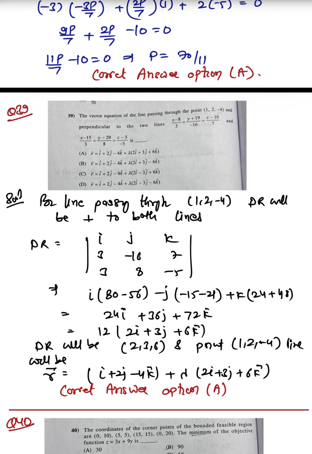39. Vector equation, it is asking, passing through 1, 2, minus 4 and perpendicular to two lines. So we will find the DR of the line which is perpendicular to these two, which is the cross product of these two vectors. DR of these two we have found. So we are getting DR as 2, 3, 6 positive. So the line will be i plus 2j minus 4k plus lambda times 2i plus 3j plus 6k. Option A is correct.